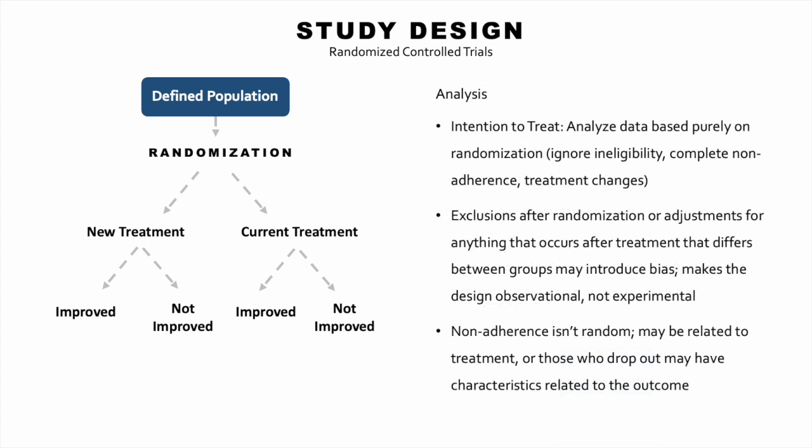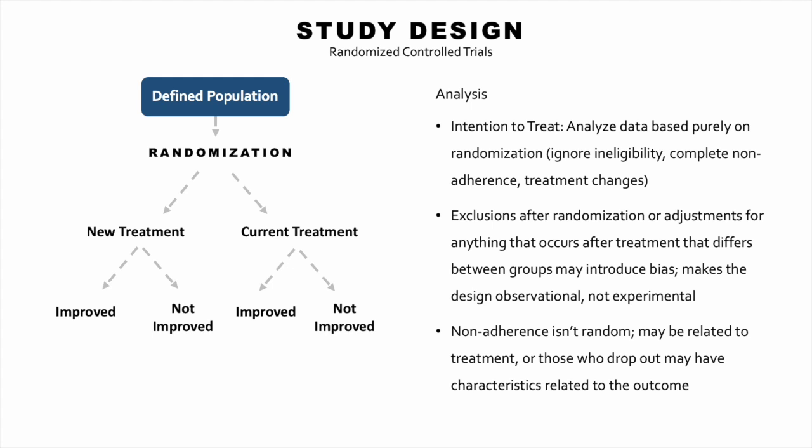If you read someone did an intention to treat analysis, that means they analyzed the data based purely on randomization, meaning they ignored people who were ineligible or didn't adhere to the treatment at all or changed treatments partway through. Analyzing data based on intention to treat sounds like it would be logical, but a lot of the time it isn't really, because if you have a lot of people who didn't actually follow the treatment and you analyze them as if they did, then that's going to look really different compared to if you separated out the people that actually followed the treatment from those who didn't.